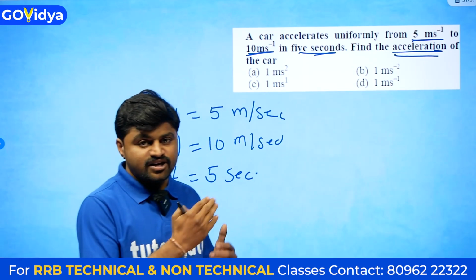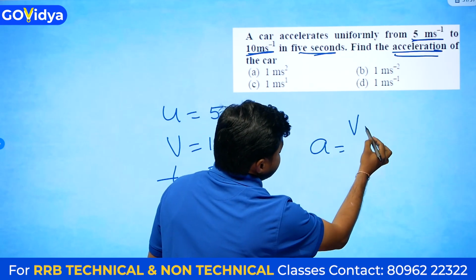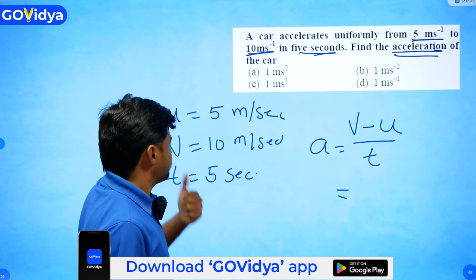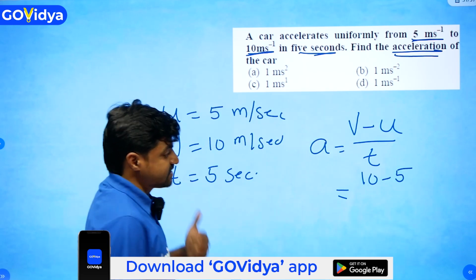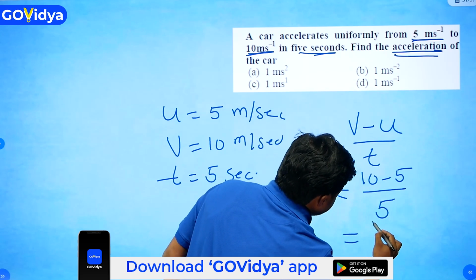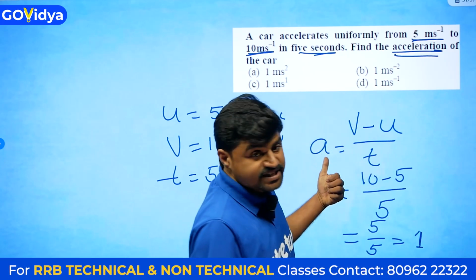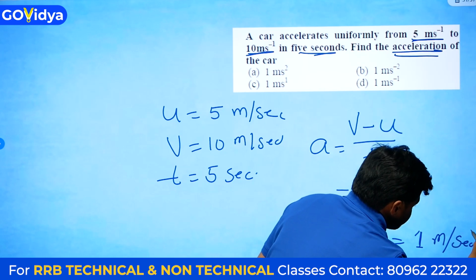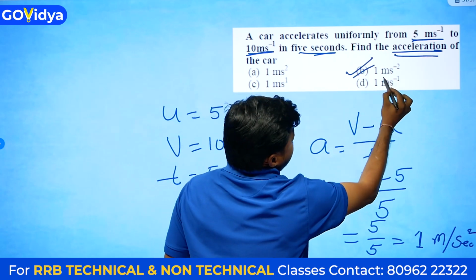Acceleration is equal to final velocity minus initial velocity by time. Okay, final velocity is 10 and initial velocity is 5. 10 minus 5 by time is 5 seconds. 10 minus 5 by 5 is equal to 5 by 5 is equal to 1. Acceleration units are meter per second square. Okay, from the options, option B is the correct answer, meter per second square.